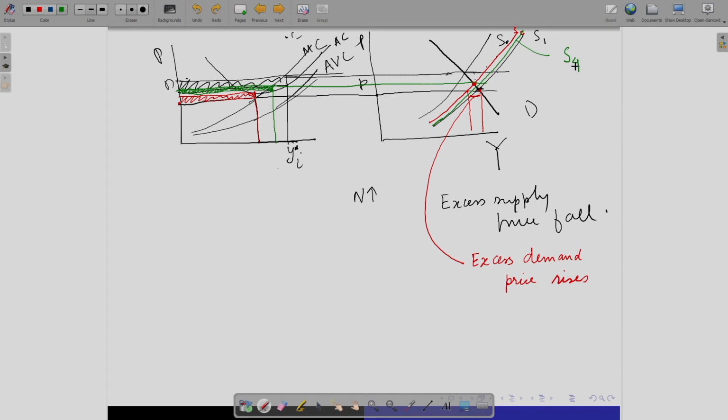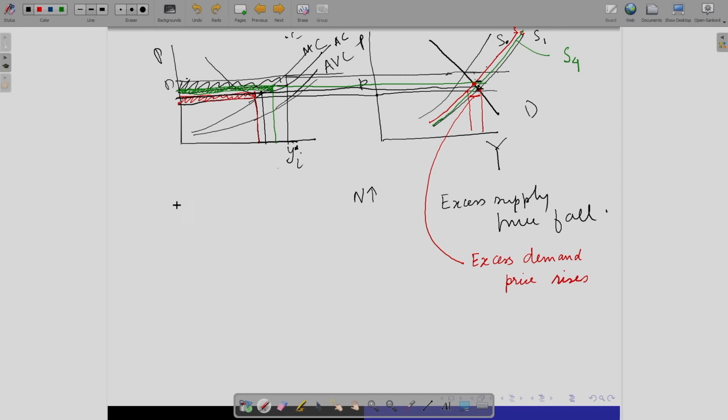Okay. Now, here what is happening? There is S4. So, we get this much amount of excess supply. The moment we have some amount of excess supply, what is going to happen? Price is going to fall, right? And as the price falls, this point is going to be the new equilibrium price. So, it will lie somewhere here, and like this it will continue.